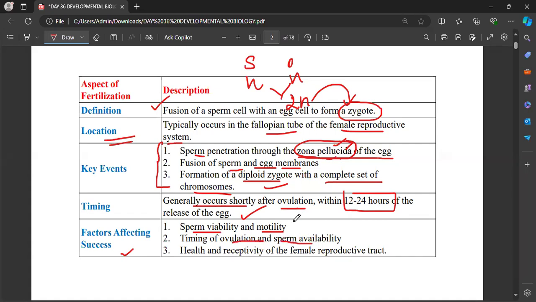The egg is released shortly after ovulation. If the fusion occurs after some time, it depends on the availability of sperm, the count of the sperm, and also the time of ovulation. Based on this, fertilization takes place. Now, health and receptivity of the female reproductive tract. If the sperm enter the female reproductive tract, the egg has to be ready to receive the sperm. If that is affected, then fertilization also does not take place.